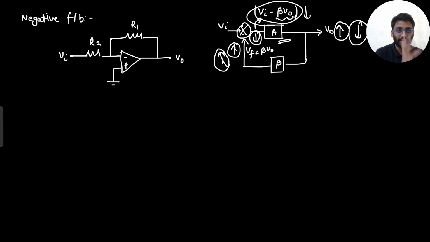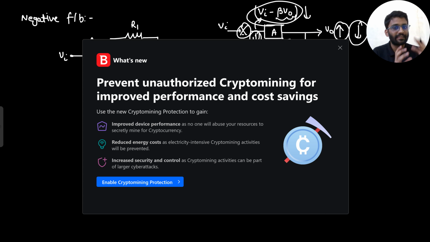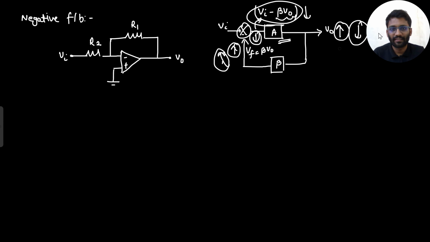So that's why it is called negative feedback. If V naught tries to increase, it is decreasing. V naught is not continuously increasing. So that's why in negative feedback your circuit is stable. Why so? Because if V naught slightly tries to increase, then it decreases. Are you getting this point?